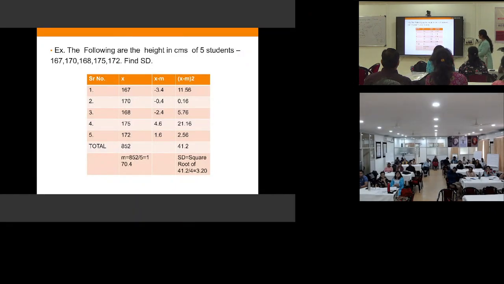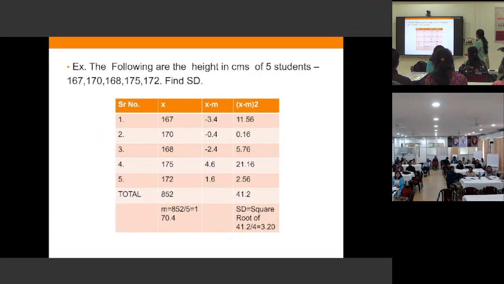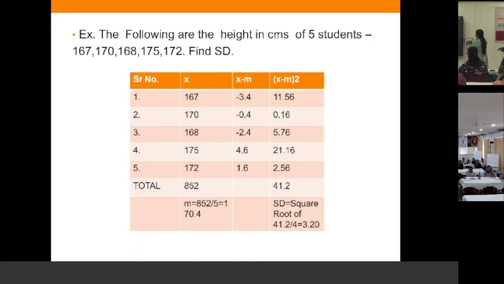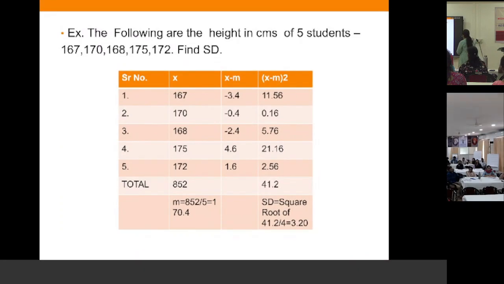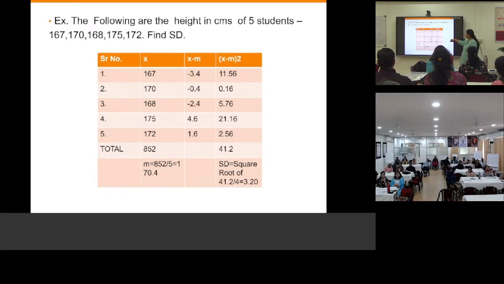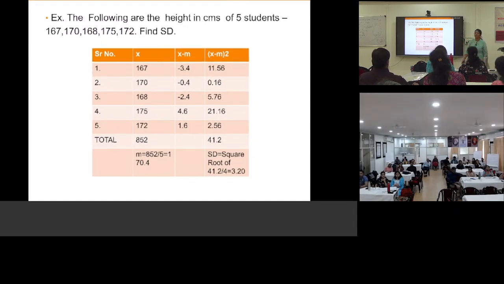Okay. Then x is each value. So the total is 852, 855, simple. 170.4 is the mean height.